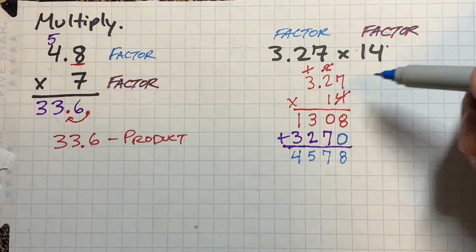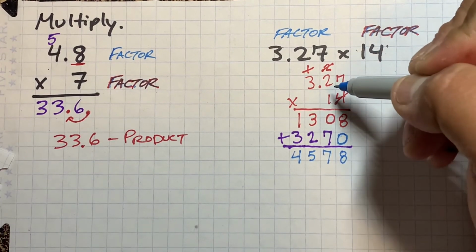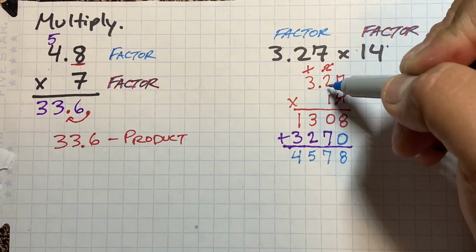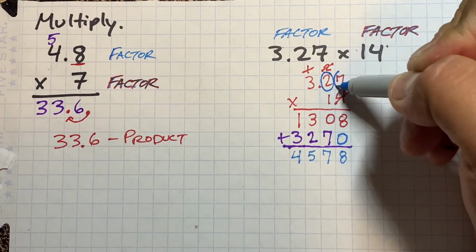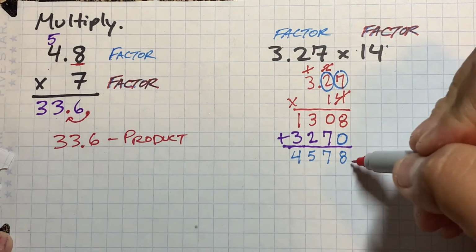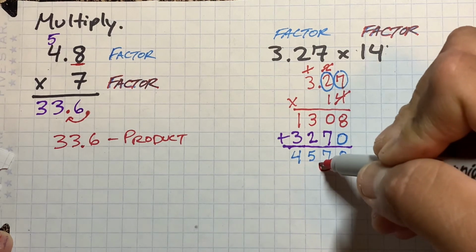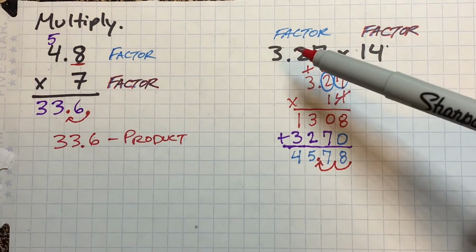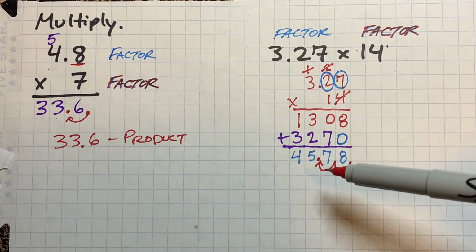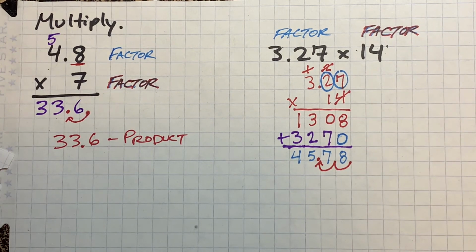Look for the factor with decimal points, and then when you locate those and identify, you're going to look for the digits to the right side of the decimal point. So in this case, we have 2 digits to the right side of the decimal point, and then you're going to go from the far right and move your decimal point to the left 2 times. 1, 2, and there you have it. So the factor 3 and 27 hundredths times the whole number 14, the product is going to be 45 and 78 hundredths. All right, so that's all you do.